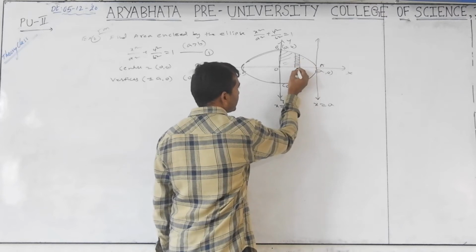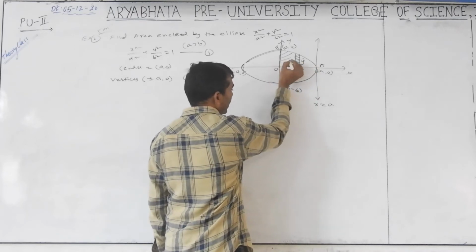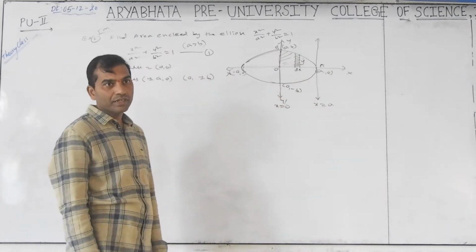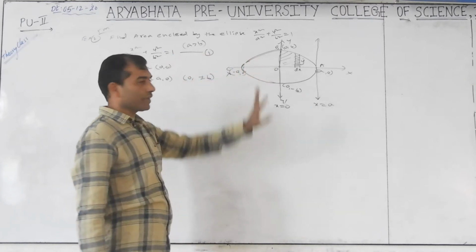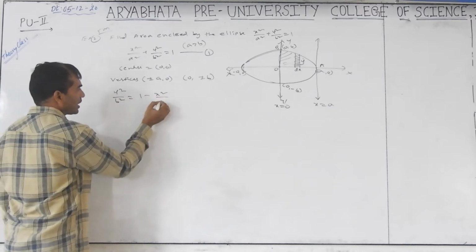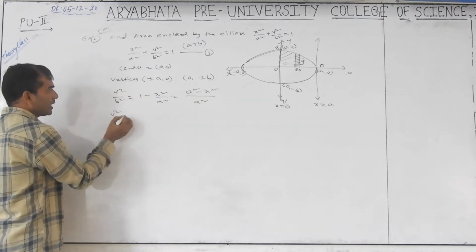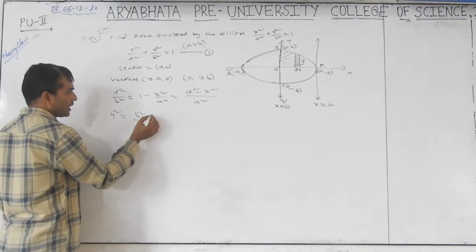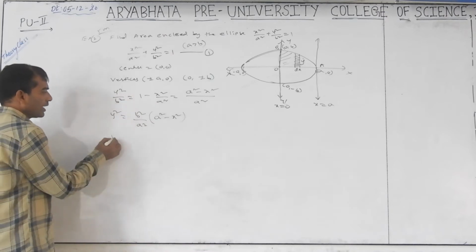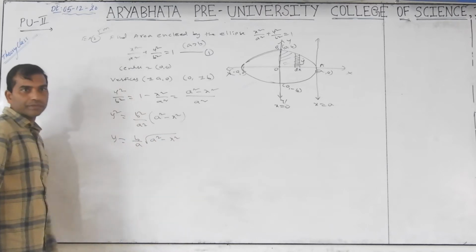This is a small strip, this is dx and this is y. If you take with respect to the y axis, the length is x and the small width is dy, x dy. If it is dx, you express y in terms of x. So y square by b square equals 1 minus x square by a square. LCM a square minus x square. So y square equals b square by a square into a square minus x square. Correct? So y is equal to b by a root of a square minus x square.